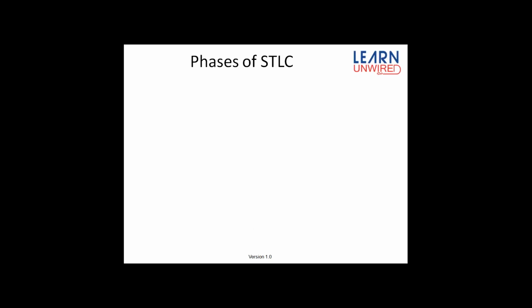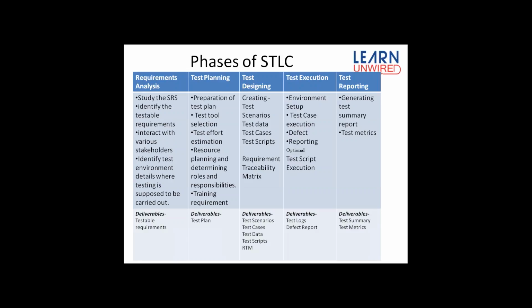Then we will see what is STLC, or the software testing life cycle. Again, as we had phases of SDLC, we will also have phases in STLC. This is a complete life cycle of the testing phase, or you can say it covers the different activities which any tester carries out when he is doing manual testing. To name the phases, there are requirement analysis, test planning, test designing, test execution, and test reporting. Also, under every phase, you have some deliverables which have to be created at the end of it.